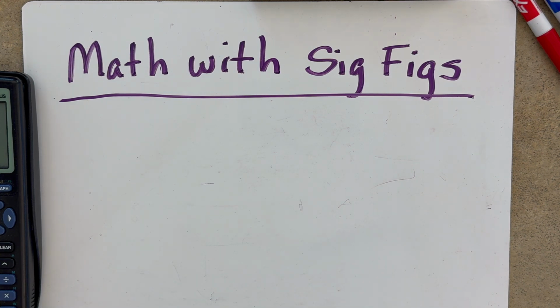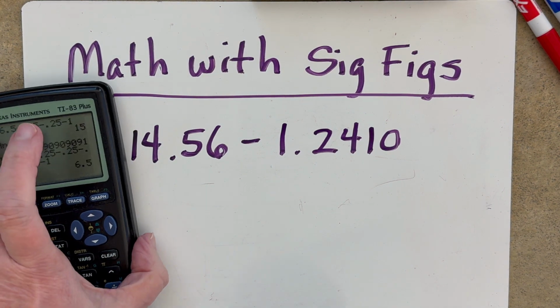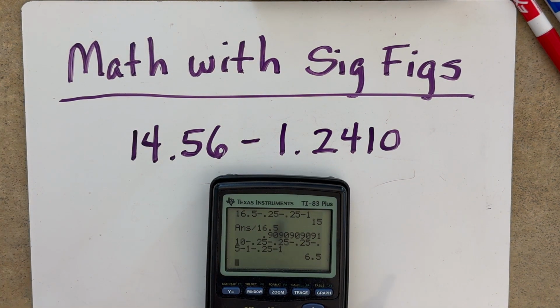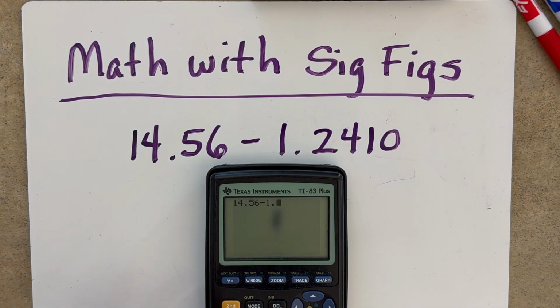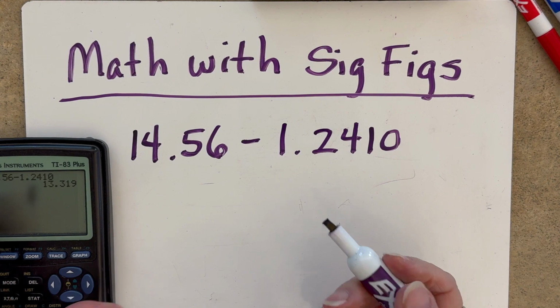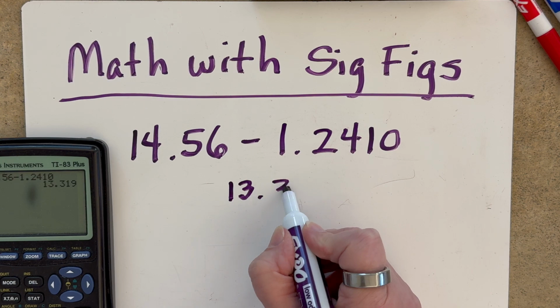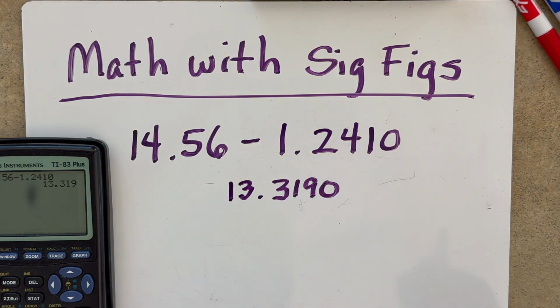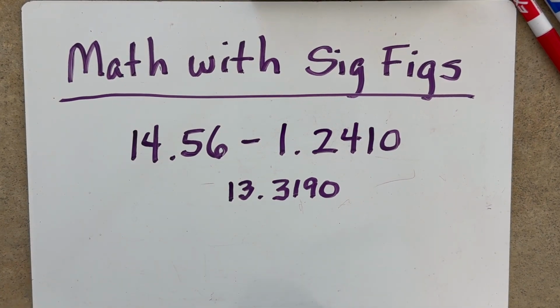So let's start with addition and subtraction. When we do this, we go ahead and put it in the calculator just the way it appears. So we have 14.56 minus 1.2410, and our answer is 13.3190. Now, that's the calculator answer. We want to round that to the correct number of significant figures.